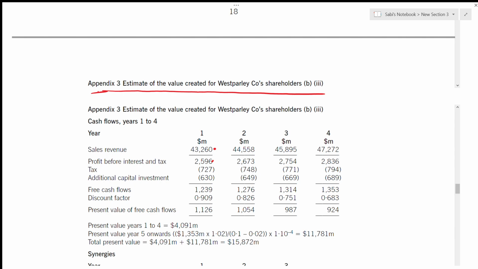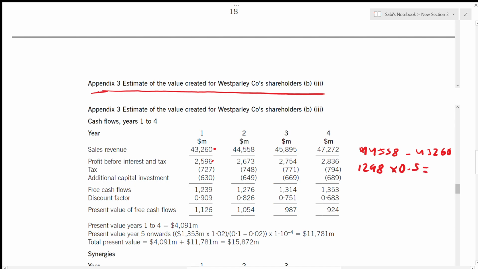When you come to the second year, how do you find the additional capital investment? Just see from the first year to second year how much sales revenue has increased. So it is 44,558 minus 43,260. What is the difference? Let me also calculate. So it is 1298. The difference is 1298. Just take 50% of this.